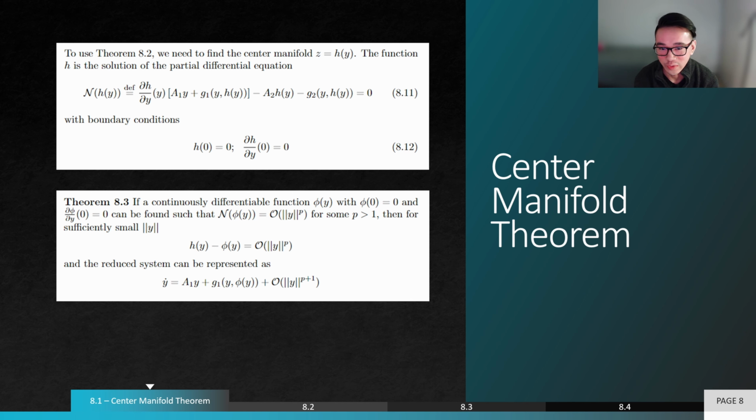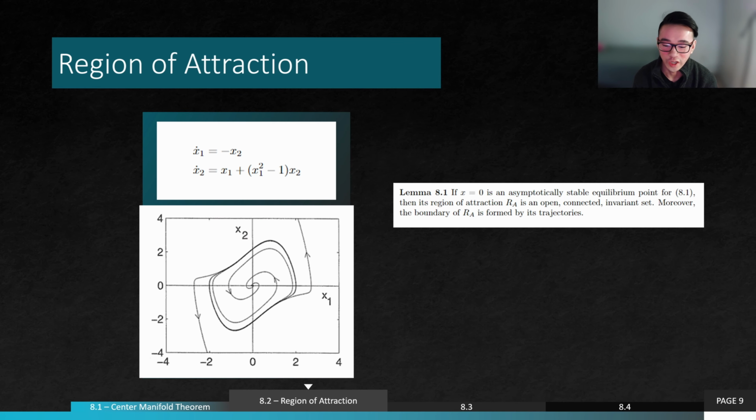which is a good result, and we can determine stability based on this. So this gives us a procedure for determining an approximation for the center manifold, and then thus determining stability behavior of our system based on this reduced system and the center manifold. Next, on to chapter 8.2, covers region of attraction.